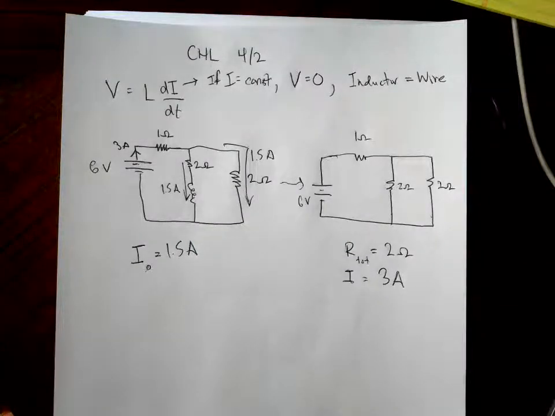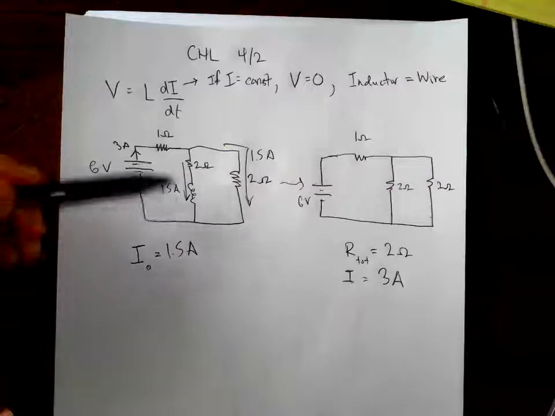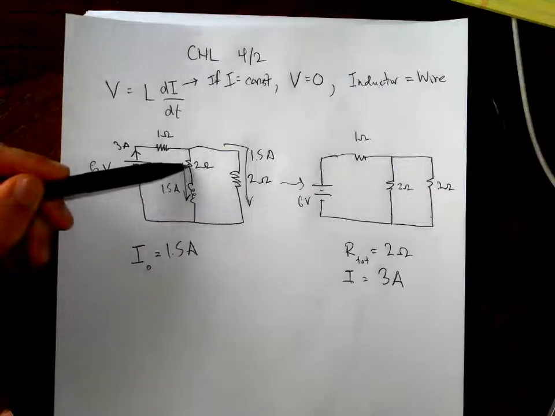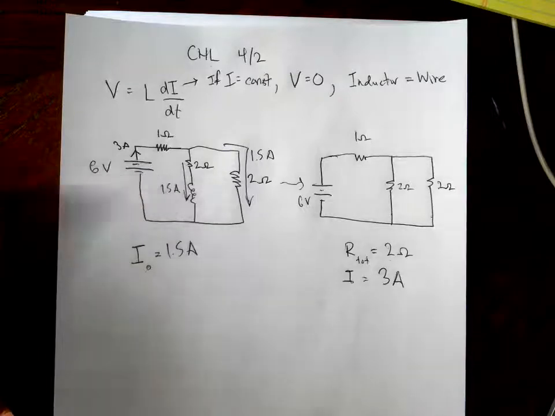So kind of like you might remember when we were doing RC circuits, we had to figure out what was the initial charge on the capacitor. In an RL circuit, we have to figure out what is the initial current through the inductor. By the way, why did I say that the inductor is going to have the same current as the 2 ohm resistor? It's because it's in series with the 2 ohm resistor.